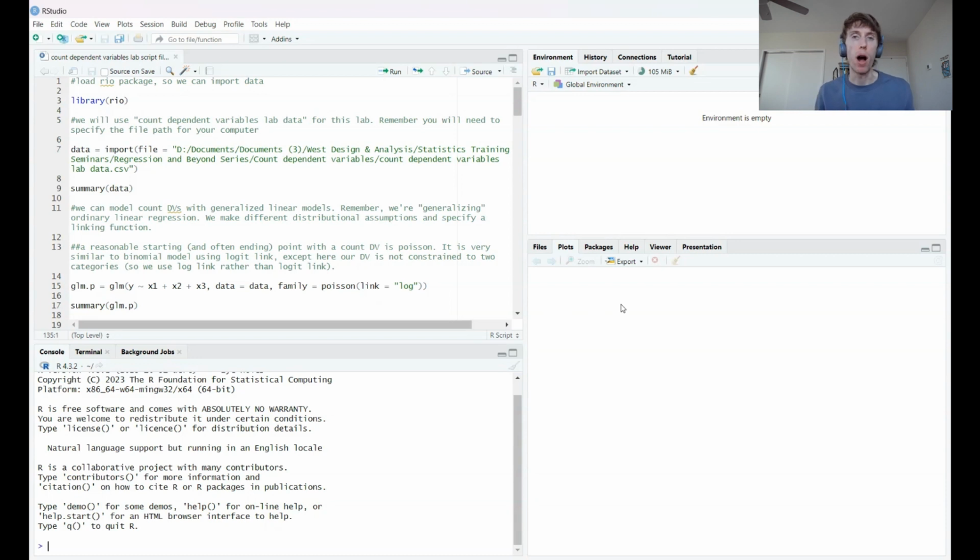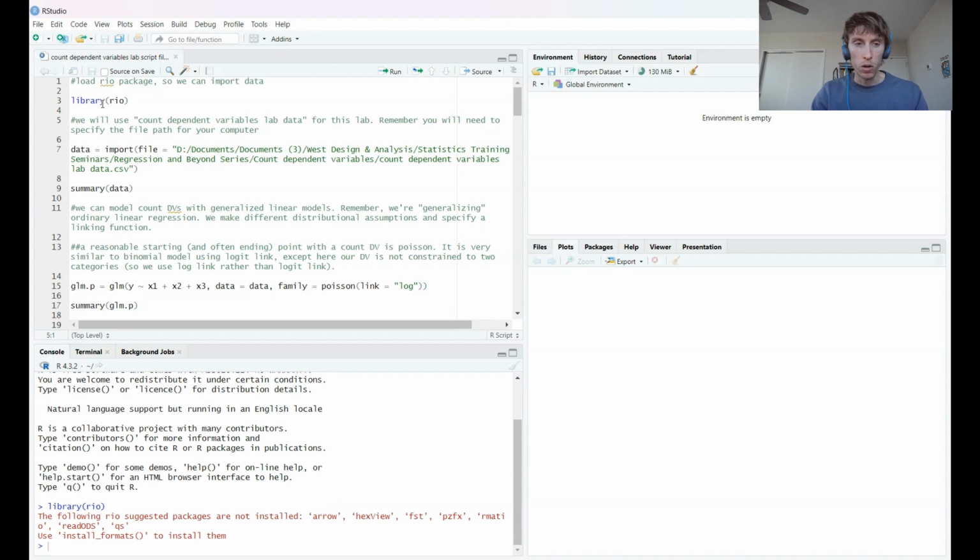In this video, I'm going to be expanding on what I covered in the last couple videos on generalized linear models. Now we're going to be focusing on some specific generalized linear models that you might use if you have a count dependent variable. Now, per usual, the script file I'm going to be running through as well as the data are linked below. So let's get right into it.